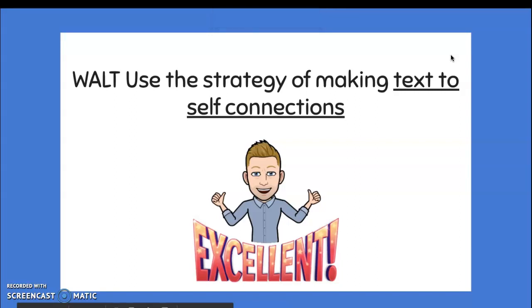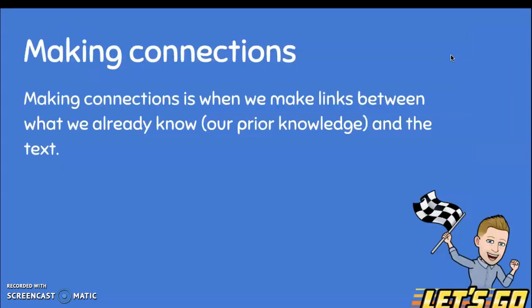Today we are learning to use the strategy of making text-to-self connections. What is a connection? Making a connection is when we make links between what we already know, our prior knowledge, and the text we are reading. So it could be a story, it could be an article, it could be a play. The whole point is we're using our prior knowledge to make a connection with it.